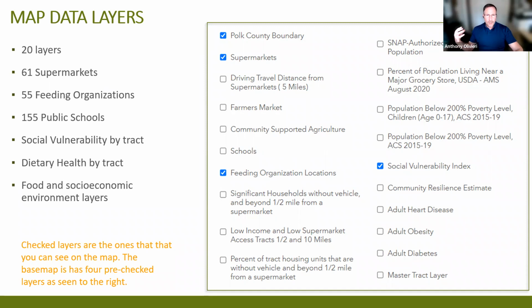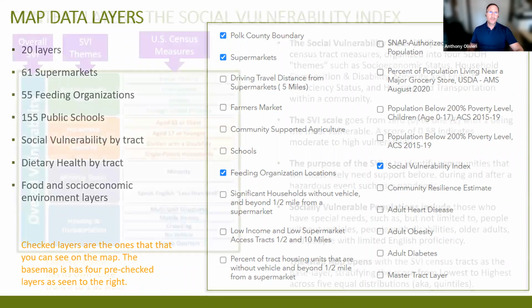So to see these layers, they have to be checked. The ones that are checked, these are the blue check marks. These are the ones that are activated. These are the ones that pop up when we first open the app, which I'll show you a little bit. I want to explain a little bit more about these layers and the data behind them.